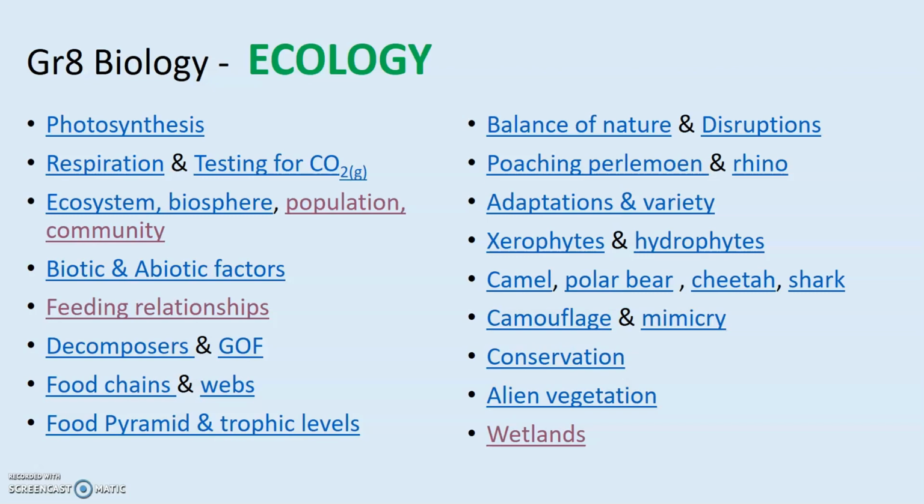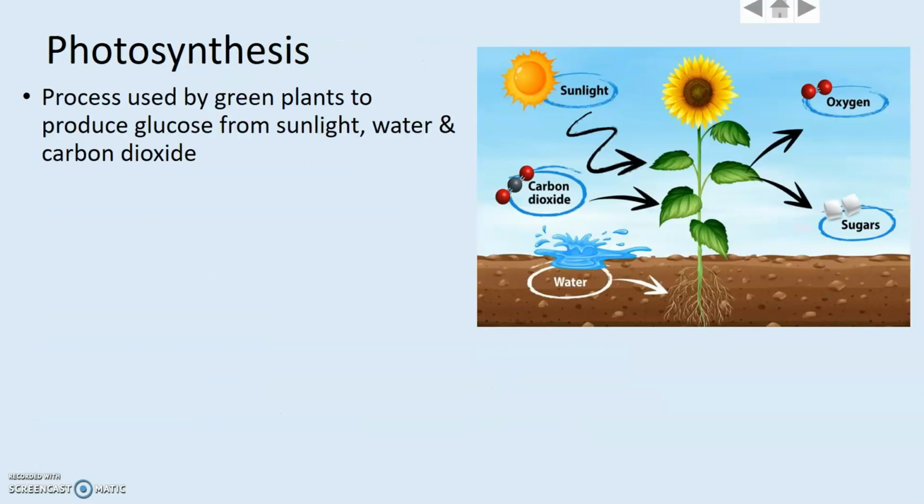Grade 8 Biology. It's all about ecology, really. Our first topic is photosynthesis. This is a process that plants use to produce glucose from sunlight, water, and carbon dioxide.